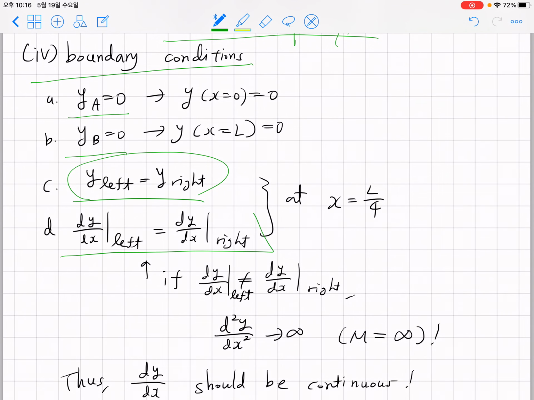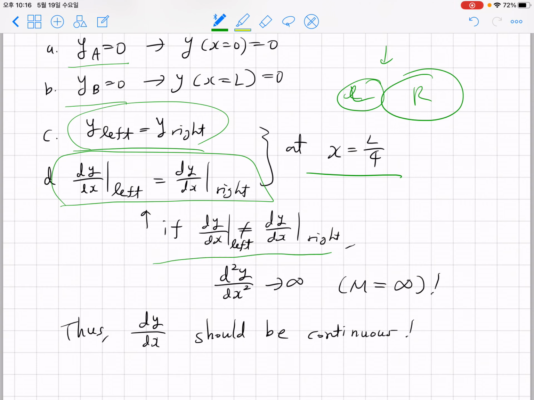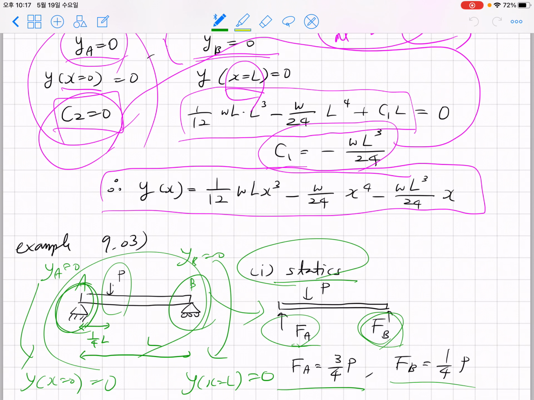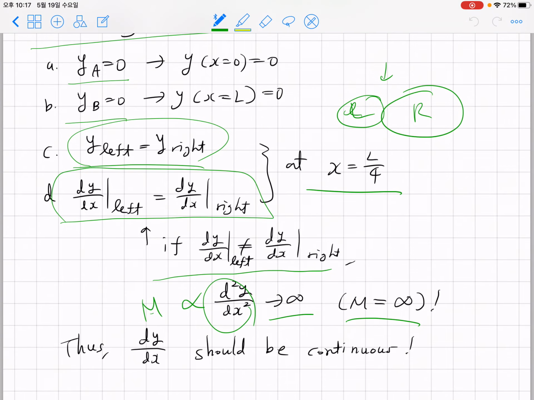And we can have another boundary condition. In addition to the absolute value of y, we should also have the first derivative dy/dx be the same at left and right at x equals L/4. Even though we don't have the same expression for left and right side, they should have the same first derivative, because if this condition is violated, then by the definition, the second order derivative will be infinite. The second order derivative and the local moment are proportional to each other, which means that M is infinite. However, there is no way that the local moment becomes infinite at this point. So because the local moment is not infinite, this condition should be satisfied.